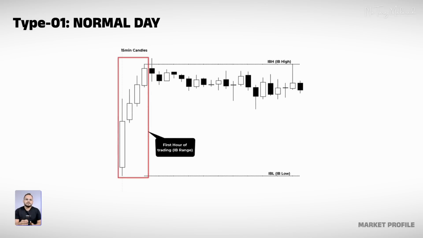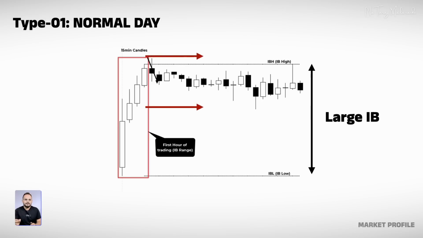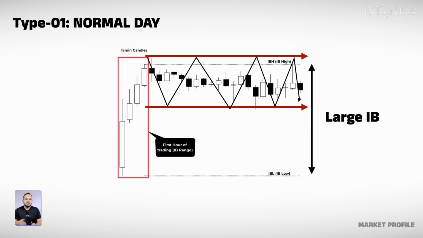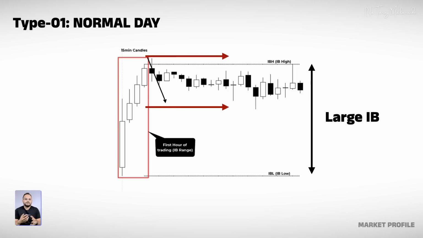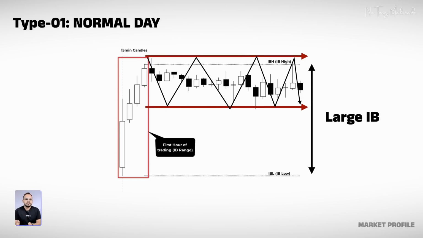The key characteristic of a normal day is a large IB range. Basically, the first 1 hour will be very large. When we see this, we can anticipate a normal day structure. The second immediate characteristic is behavior: after formation of the IB, further market movement, or extension of the market, typically remains within the IB range.